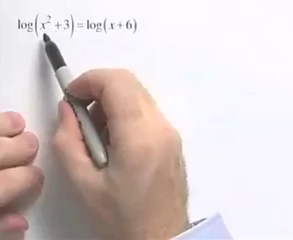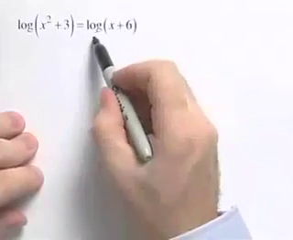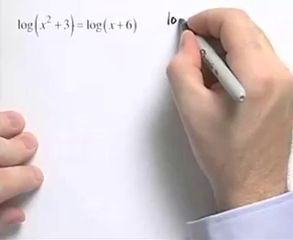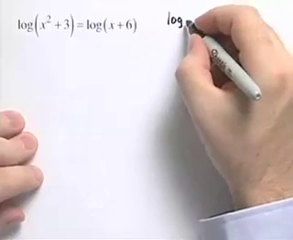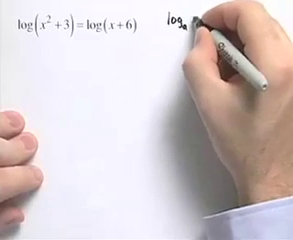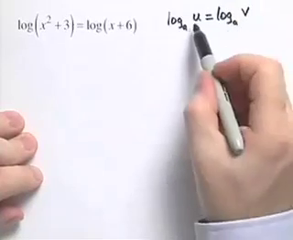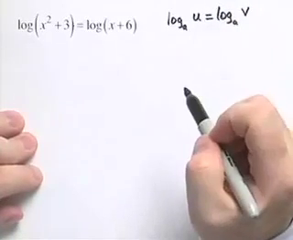For this problem, we're going to solve a logarithmic equation. Here we have log base 10 of (x squared plus 3) equals log base 10 of (x plus 6). We need to recall that if we have logs with the same base on both sides, log base a of u equals log base a of v, then we can set the insides of the logarithms equal to each other.